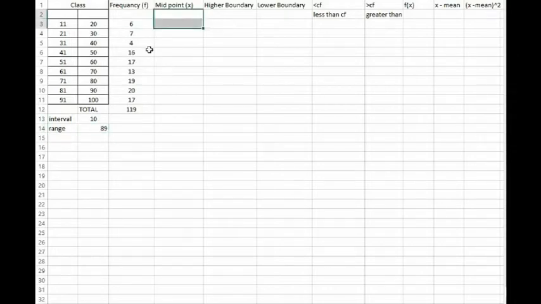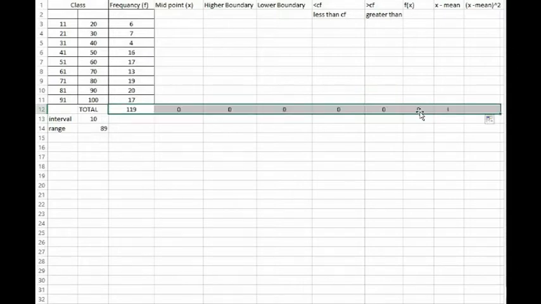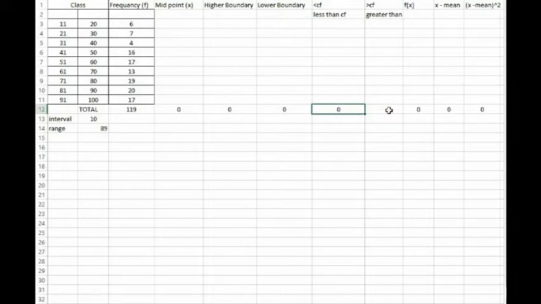Now, nilagyan na rin natin siya ng total para alam natin kung ilan yung sample or population size na meron tayo. So, marami tayong kinukuhanan ng total. Pero hindi natin kinuhanan ng total si greater than CF, si less than CF, si lower boundary, si higher boundary, at si midpoint.